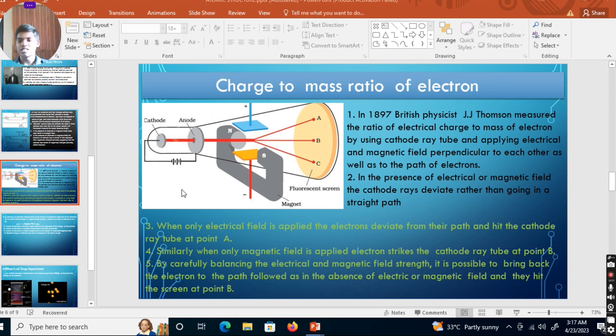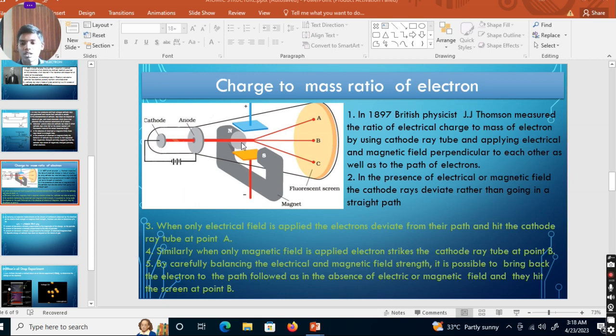In 1897, British physicist J.J. Thomson measured the ratio of electric charge to mass of the electron by using a cathode ray tube, which is also called a discharge tube, and applying electrical and magnetic fields perpendicular to each other as well as to the path of the electrons. In this discharge tube or cathode ray tube, he took an electric field and a magnetic field which are perpendicular to each other, and they are perpendicular to the cathode rays also.